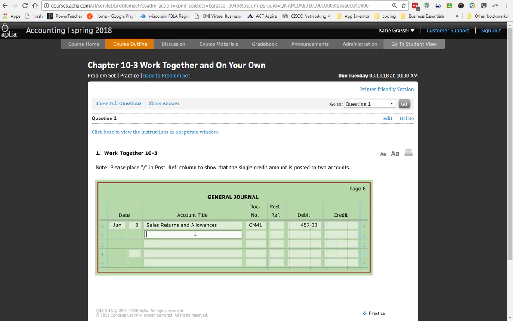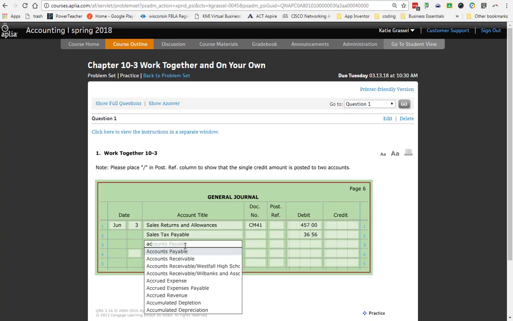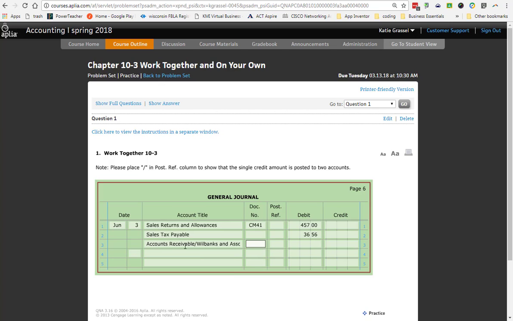The next thing I have to do is my next debit, which is going to be sales tax payable. And that is going to be debited for $36.56. And my third line is going to be accounts receivable, Wilbanks & Associates. And this is where I'm like, don't forget, I said accounts receivable / Wilbanks & Associates.